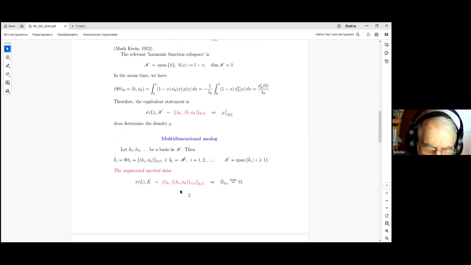I understand the origin of the question. You are trying to compare it with classical spectral data, right? But to give classical spectral data, you need the boundary. But here you don't need the boundary. Moreover, the problem is to determine the boundary. Okay, that's the difference.